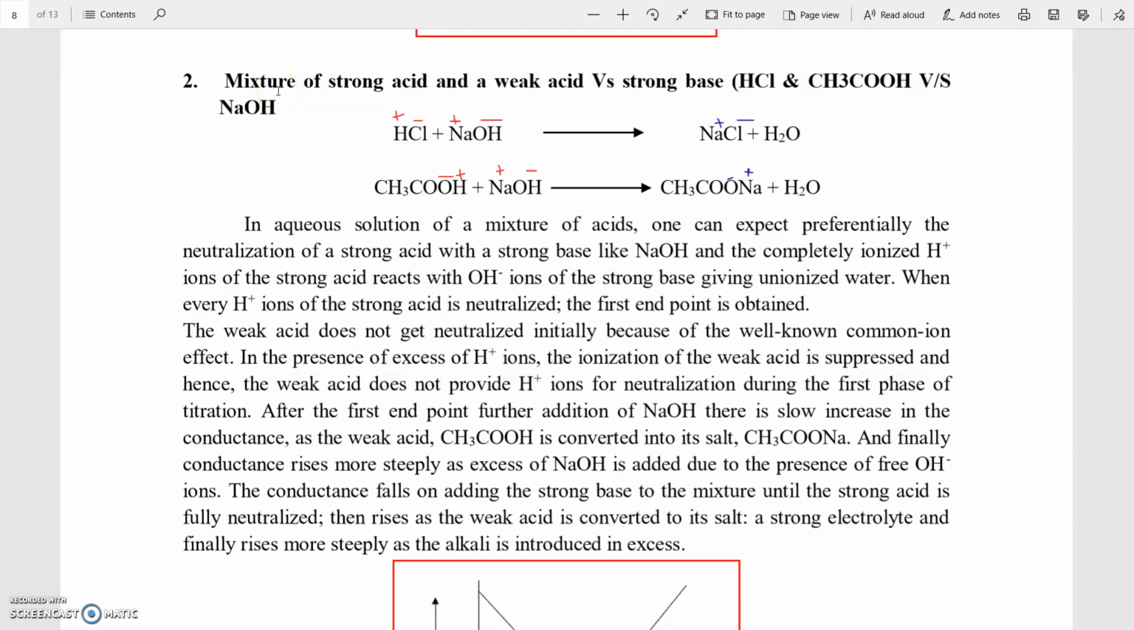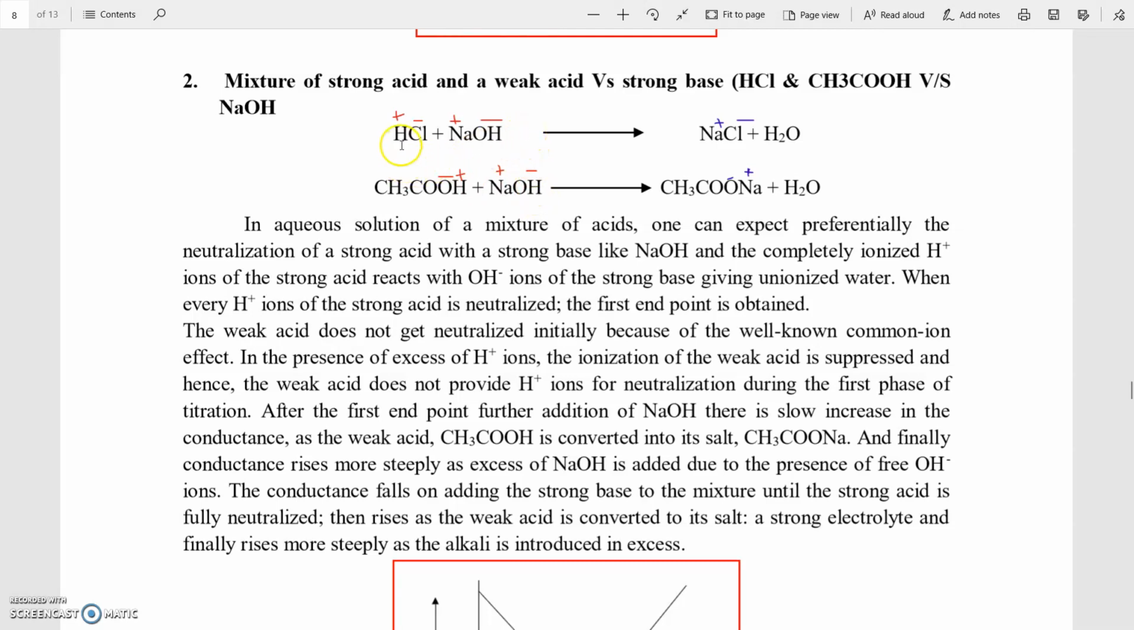Hello friends, now we are going to discuss the conductometric titration of a mixture of strong acid and weak acid versus strong base. In the mixture, HCl is a strong acid and acetic acid is a weak acid. This mixture is taken in the beaker and NaOH is taken in the burette.